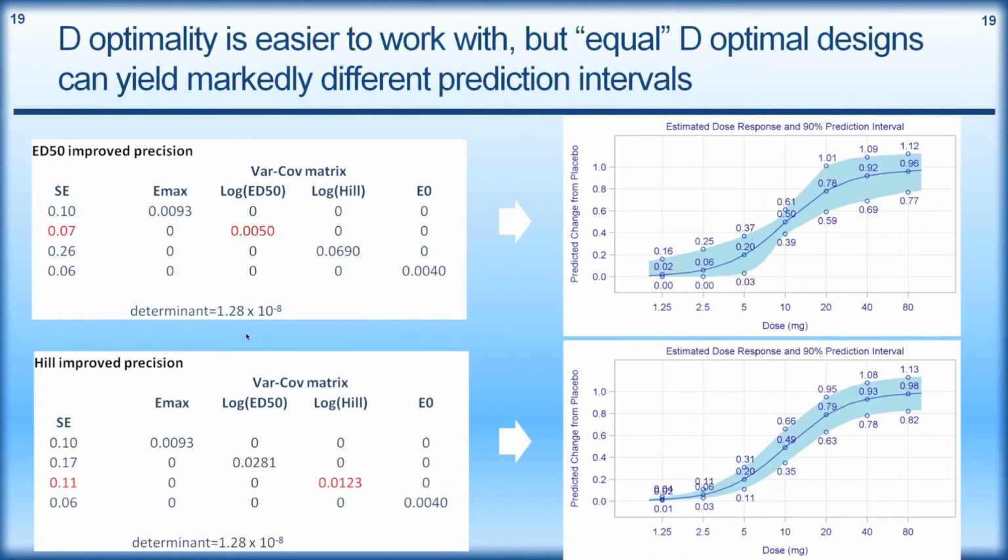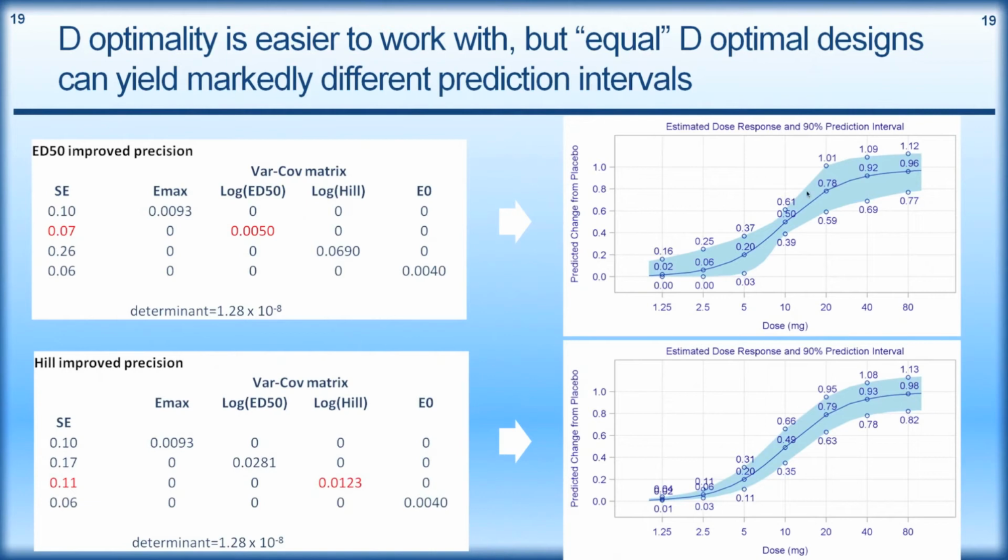Here, to get that same determinant, I've improved the precision on the ED50, whereas down here I've improved the precision on the Hill coefficient. So these are generating the same size determinant, the same size of variance-covariance matrix, as that D-optimal design. But when we use this variance-covariance matrix to generate the dose response with the uncertainty around it, the shape looks very different.